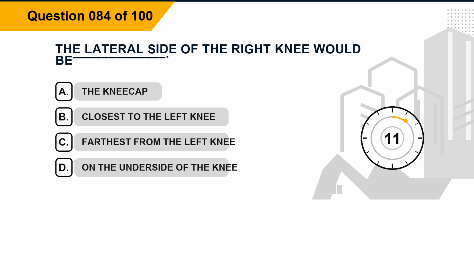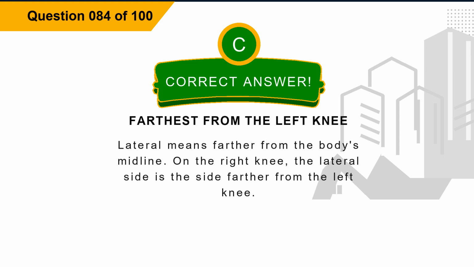Question 84. The lateral side of the right knee would be blank. Option A, the kneecap. Option B, closest to the left knee. Option C, farthest from the left knee. Option D, on the underside of the knee. The correct answer is option C, farthest from the left knee. Explanation. Lateral means farther from the body's midline. On the right knee, the lateral side is the side farther from the left knee.